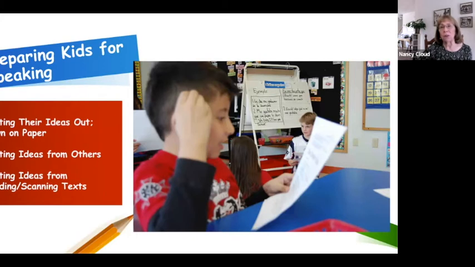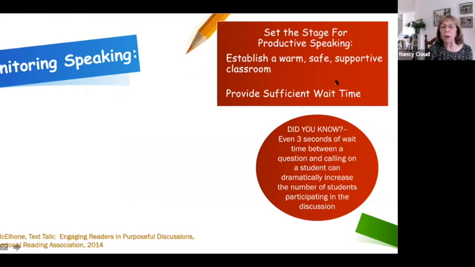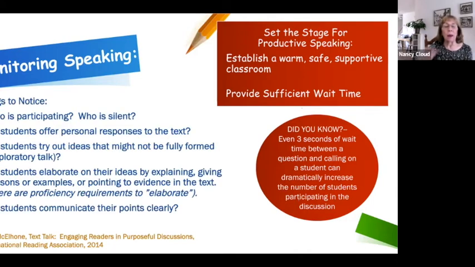I don't just start the speaking activity, I get them ready. And I always make sure that they're really going to be ready, and ready with the type of language I'm looking for. So one of the things we know about wait time is that even 3 seconds of wait time dramatically increases the number of students who will participate in the discussion.